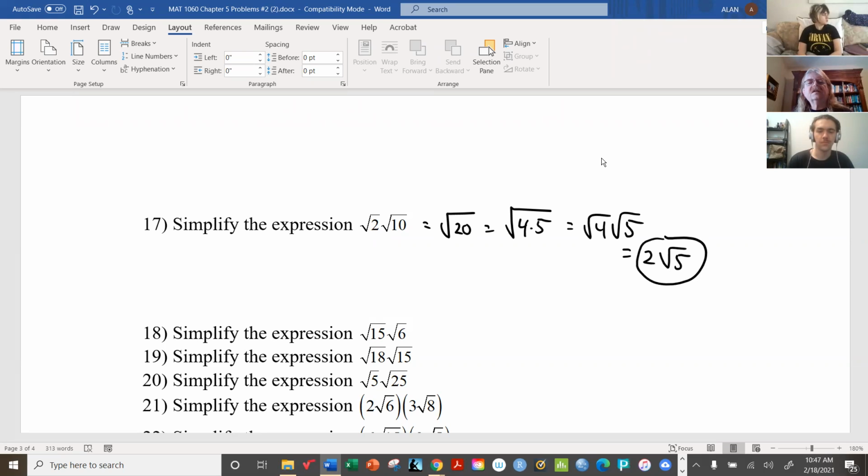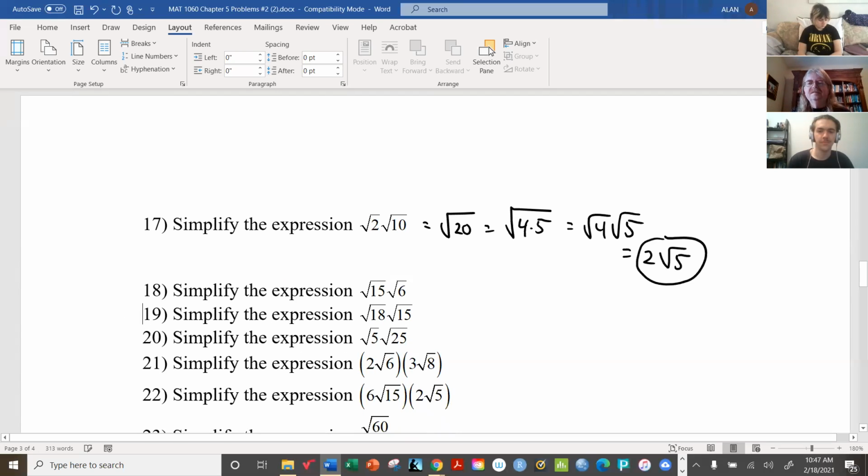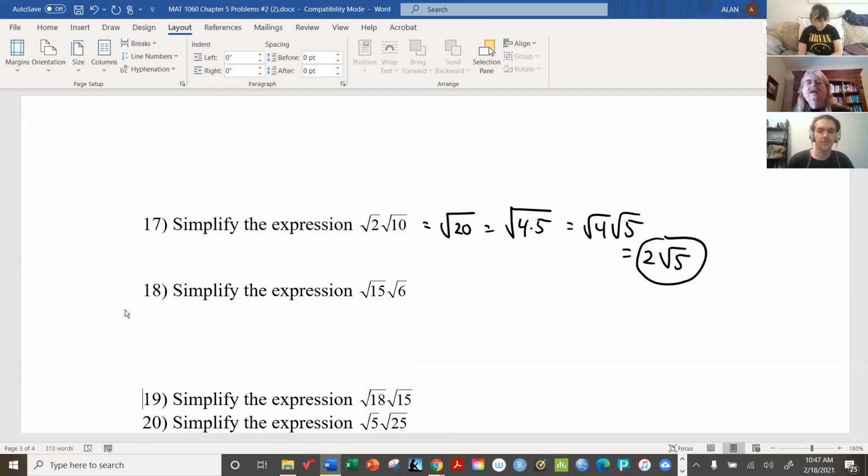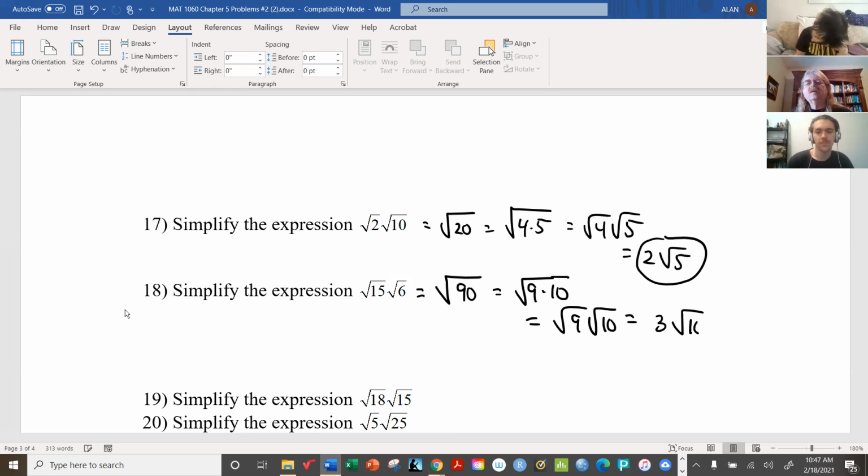We got 2 radicals that could not have been simplified. Suddenly their product, it can be simplified. How do you like that? And the same thing will happen here. We cannot simplify either of these separately, but when we bring them together, 90. Now we know what to do with that. So the final result here is 3 radical 10.